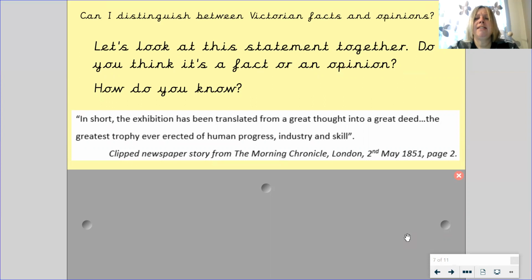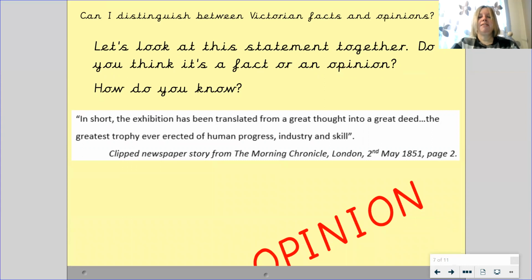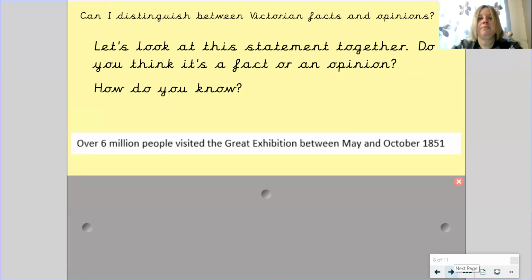So do you think that is a fact or an opinion? Have a little think for me. Let's find out if it was a fact or an opinion. So it's an opinion. It is what the newspaper reporter thinks about the Great Exhibition. And this is something that we can't check. It's what he believes about the Great Exhibition.